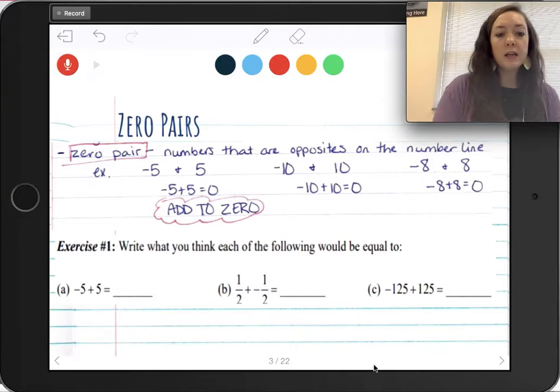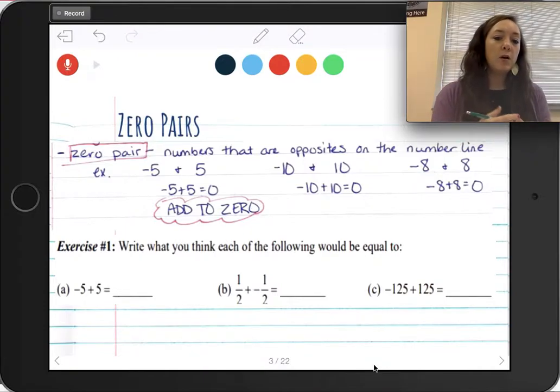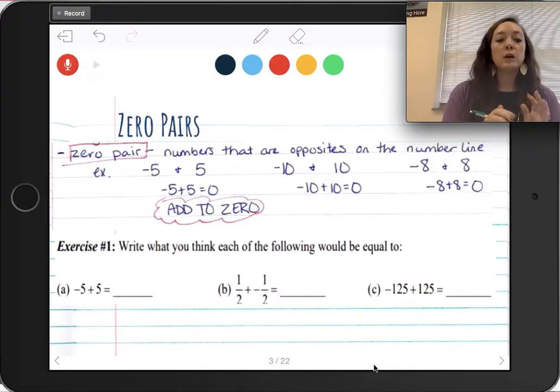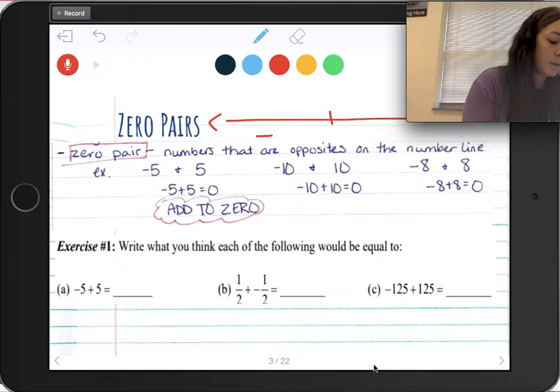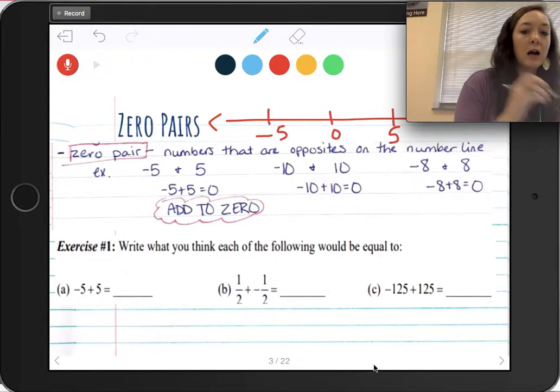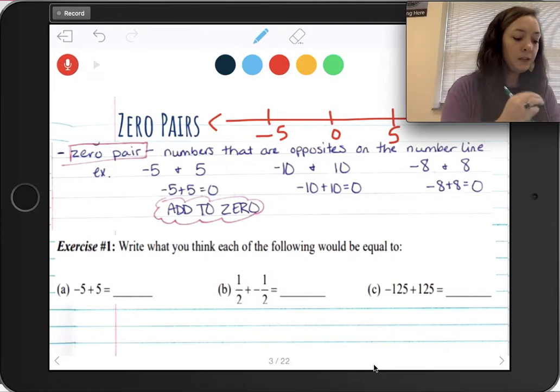So yesterday, you ordered rational numbers and you put them on a number line. Now we're going to talk about a zero pair. So we're talking about numbers that are opposite each other on a number line when we have a zero pair. So negative 5 and 5. On a number line, those are opposite. So if this were to be 0, negative 5 and 5 are opposite each other. Negative 10 and 10 are opposites. Negative 8 and 8 are opposites.